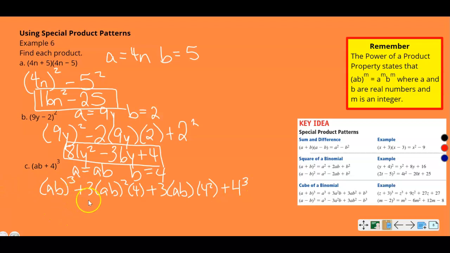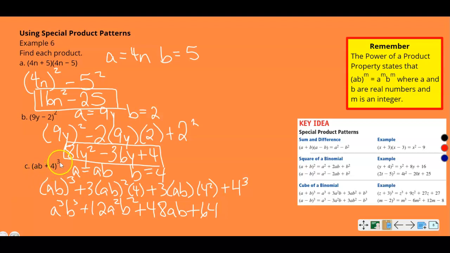Now we just clean it up a bit by simplifying. So ab cubed, that's the same as a cubed b cubed. We have 3 times 4, so that's 12. This is in parentheses, so a squared and b squared. Then we have 3 times ab times 4 squared. 4 squared is 16. 16 times 3 is 48, so we have 48ab. And then we have 4 cubed. 4 cubed is 4 times 4 times 4. So 4 times 4 is 16 times 4 is 64.